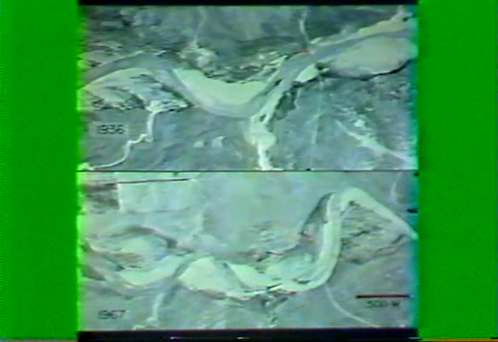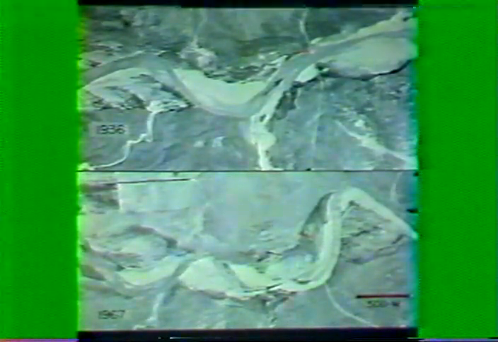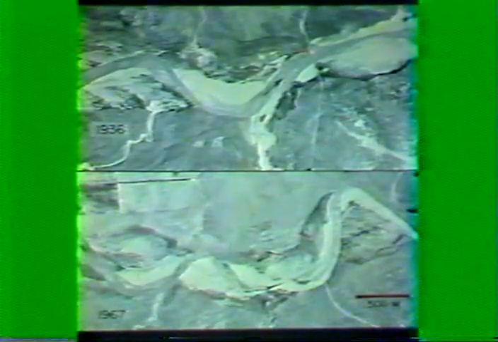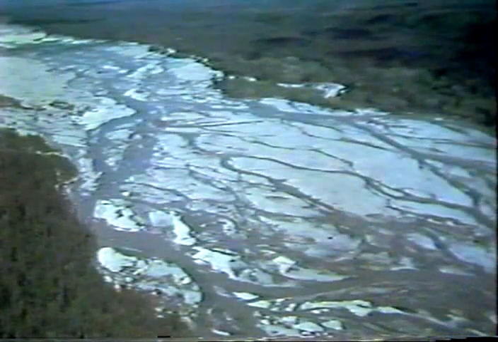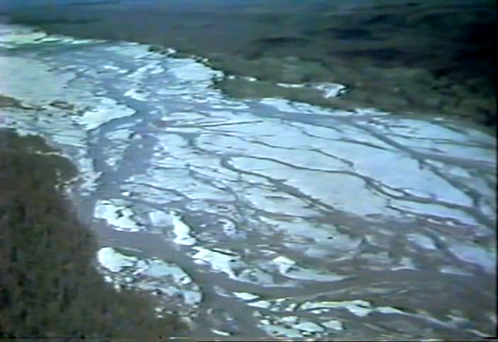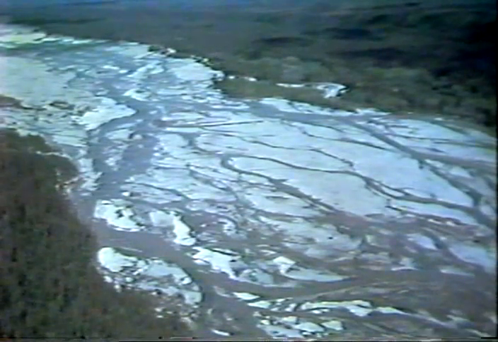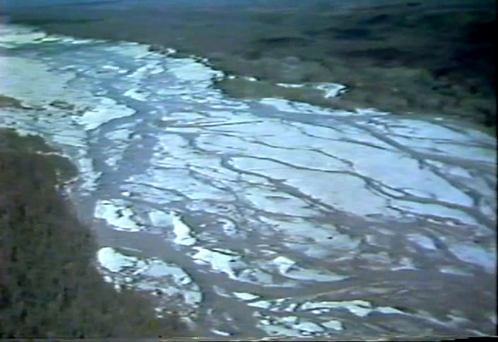The rapid channel changes were due primarily to the effects of drought on plant life, and the channel has become more stable with the regrowth of vegetation. The Little Delta River in Alaska is an example of a braided stream without point bars. Such streams are fairly common in the western United States, but are rare in the east.